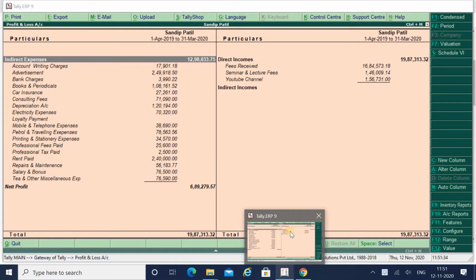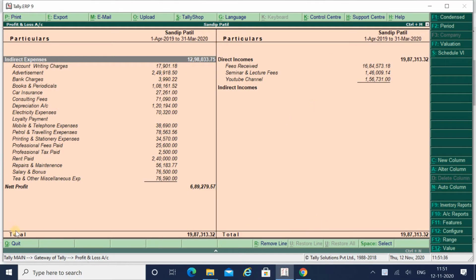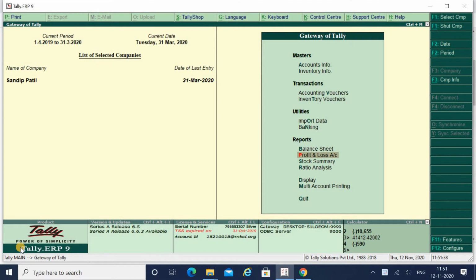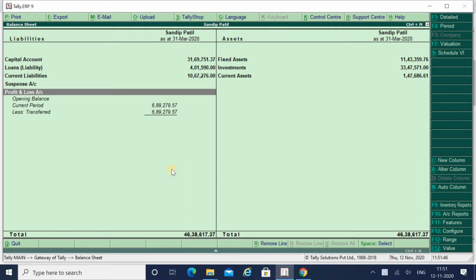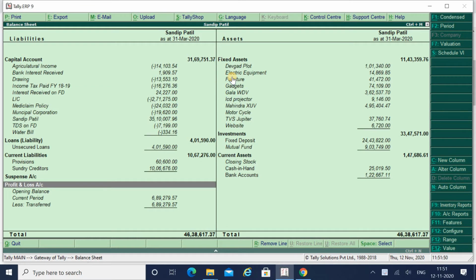In the previous video I also showed you this Tally backup, for which I have a balance sheet as well as a profit and loss account. Everything has been filled up, and even the profit has been transferred over here. So this is my final balance sheet, and I have to fill the details of this particular balance sheet. Now let's go to profit and loss again.